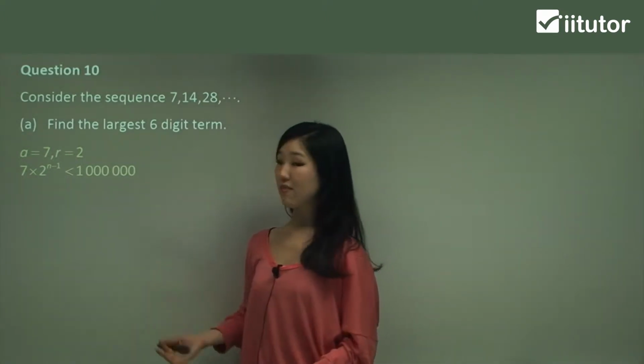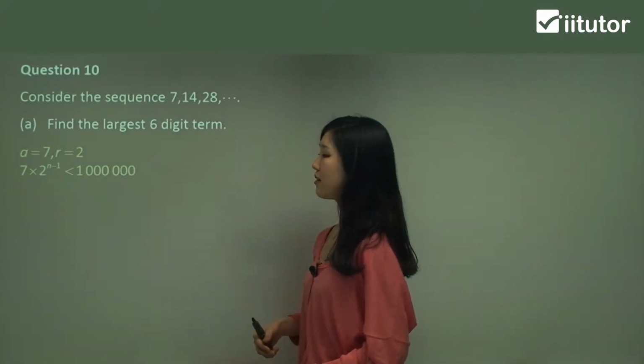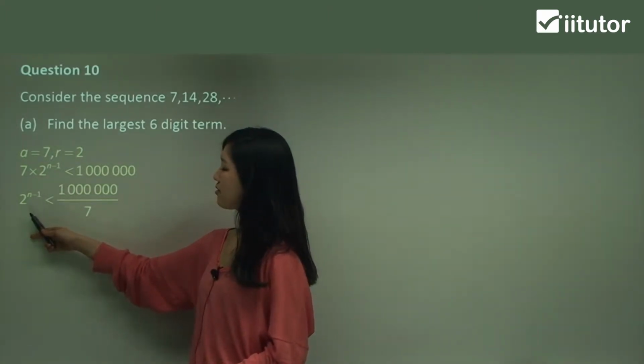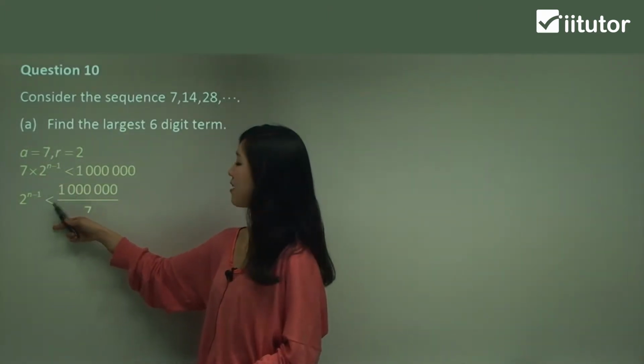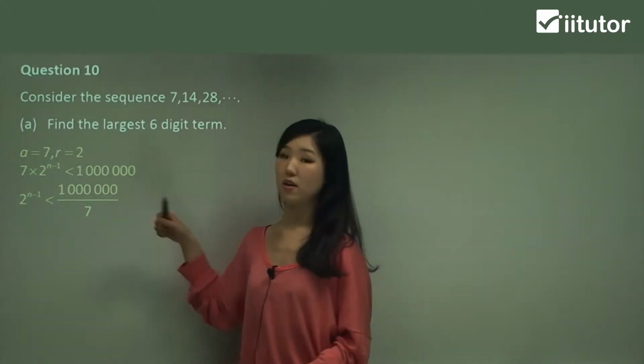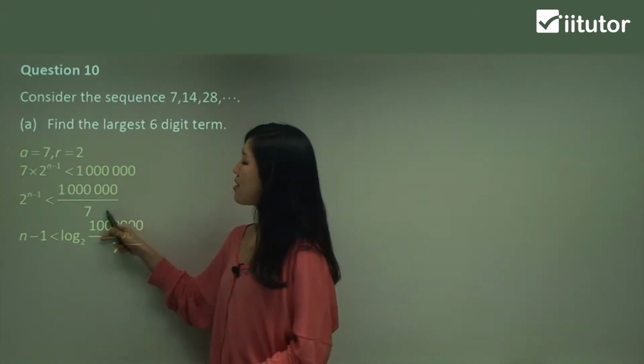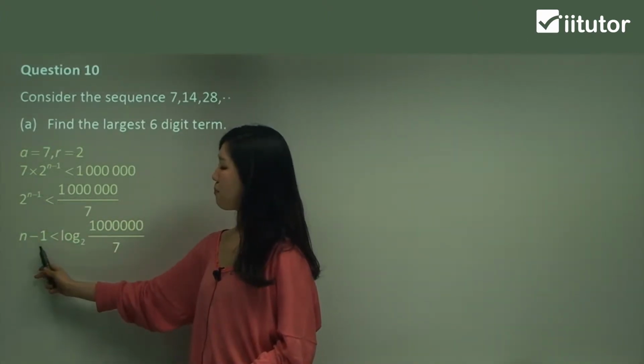Okay, let's solve it, guys. Let's solve the inequality. I'm going to just divide by 7 first of all to get rid of that 7. So I have here 2 to the power of n minus 1 left, and over here we have 1 million divided by 7.